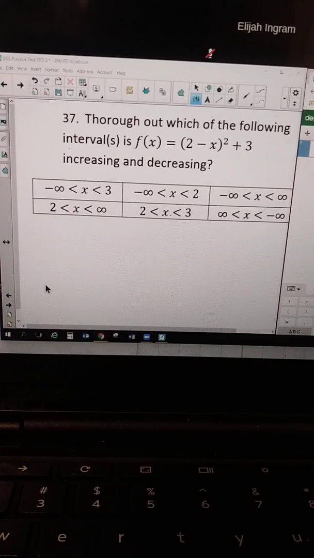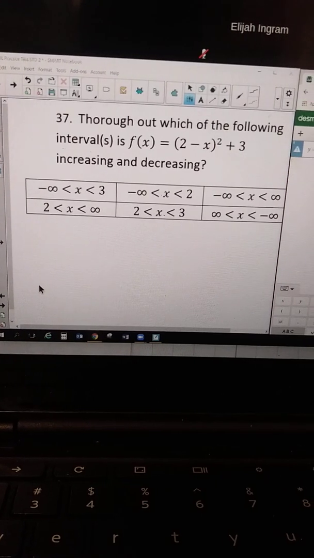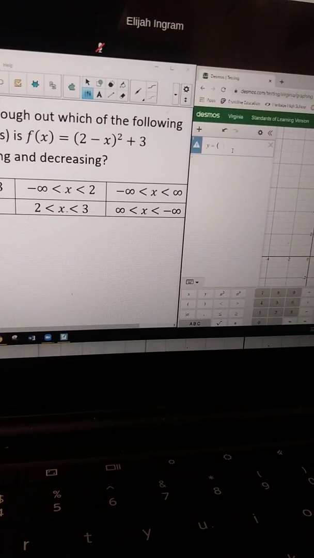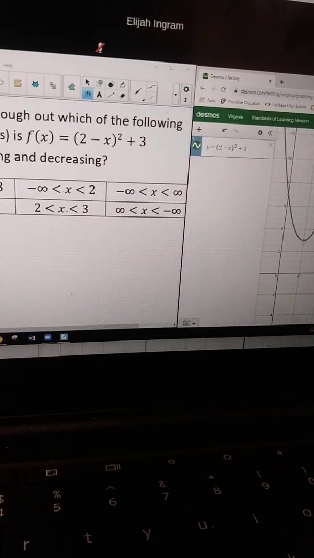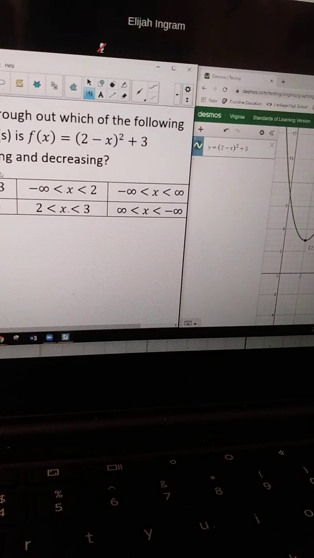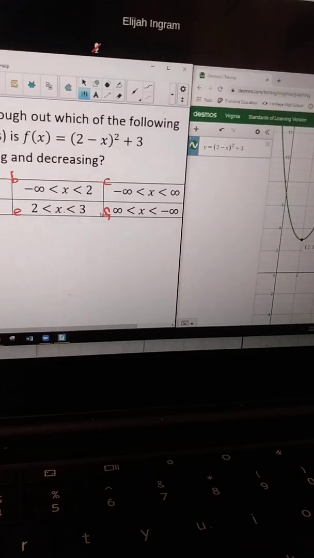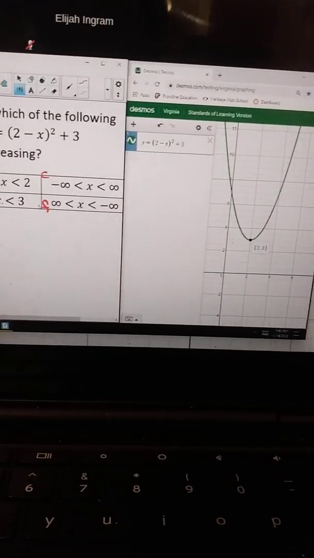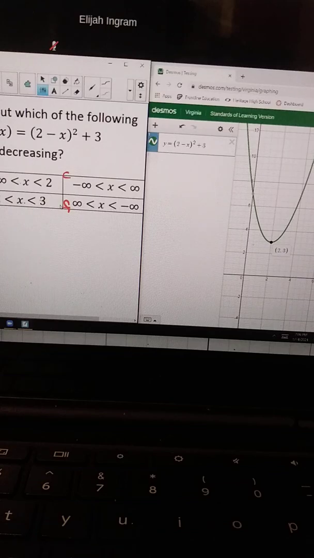Increasing and decreasing. What value, listen to me, what value do we look at when we're dealing with increasing and decreasing? Your X values or your Y values? Nope, your X values. Okay? So let me do this real quick. I'm going to have A, B, C, D, E, and F. Now on the SOL, it's going to be like a click and drag or something like that. Right now, you'll tell me the letters, okay?